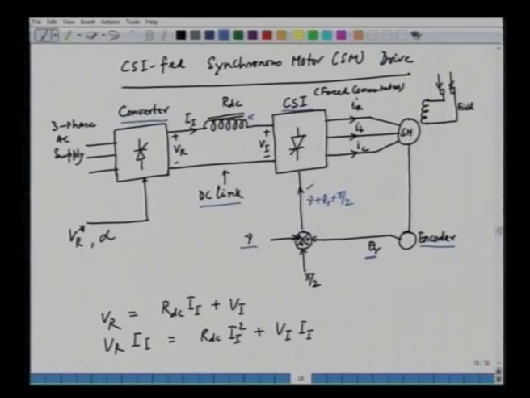And to vary the speed, we need to control the current, and hence we control the voltage VR of the converter. Voltage VR is controlled by controlling the triggering angle or the firing angle of the 3-phase converter bridge, which basically consists of SCRs. So we can control the triggering angle of the SCR to control the DC link current, which in turn will control the torque and the speed of the machine.